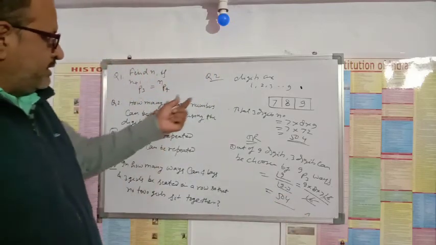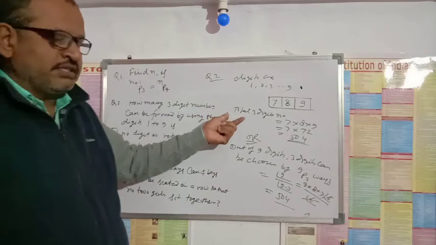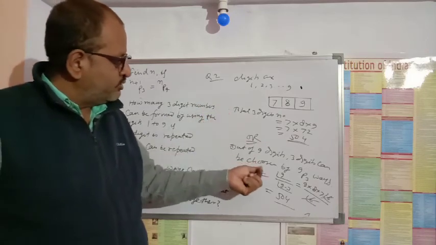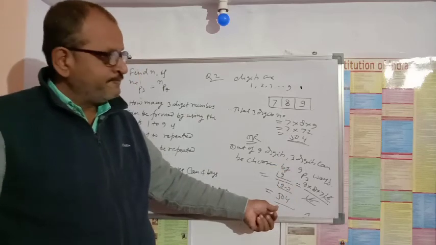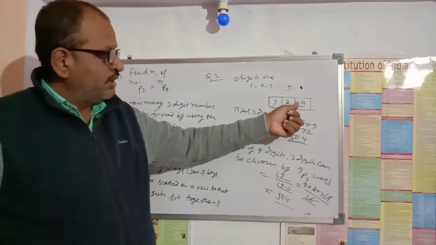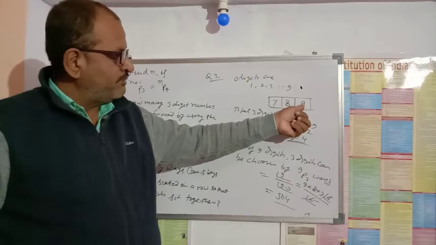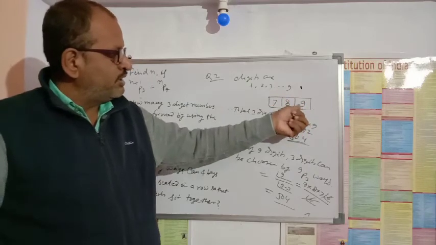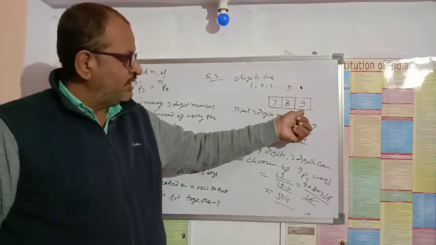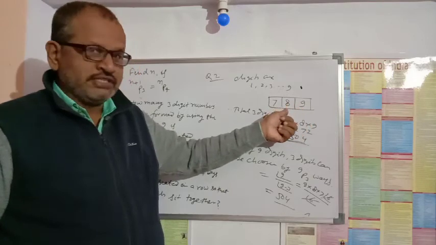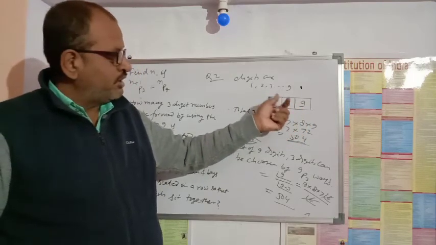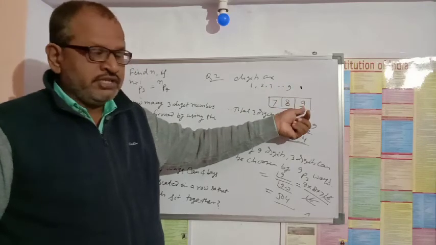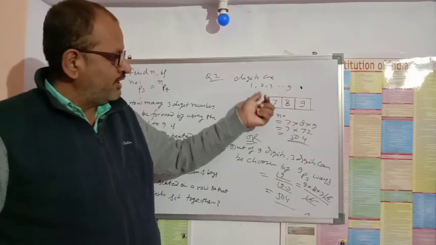So there are 9 digits. We have to take 3 digits. So we can choose them by 9P3 ways, and the 9P3 value is this one. Or you can do it this way. The first place, unit place, can be filled by any one of the digits. Total digits 9, so 9 ways. After filling the first place, we fill the second, tens place. It can be done in 8 ways, because one digit is already used. Then the hundreds place can be filled in 7 ways.